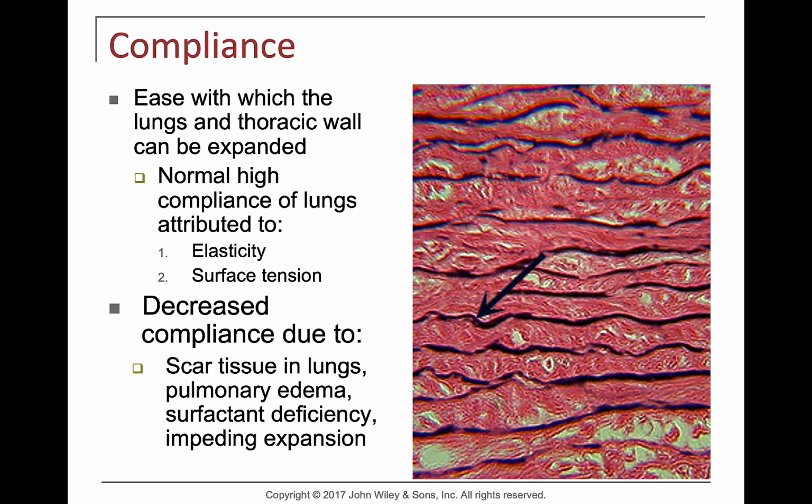So in general, you want to have high compliance, and you want to have a lower amount of surface tension, and you want to have lower resistance depending on the situation.